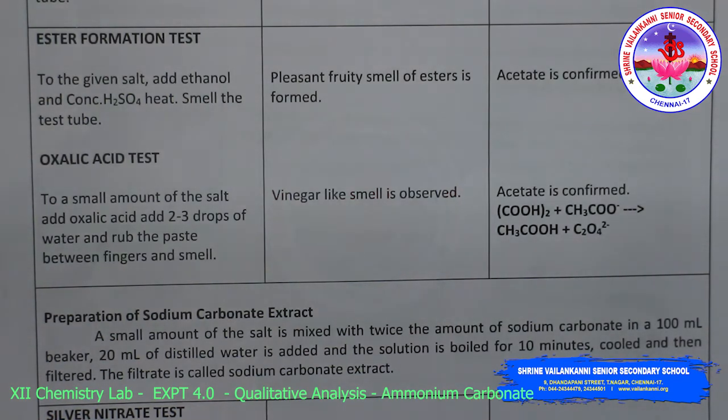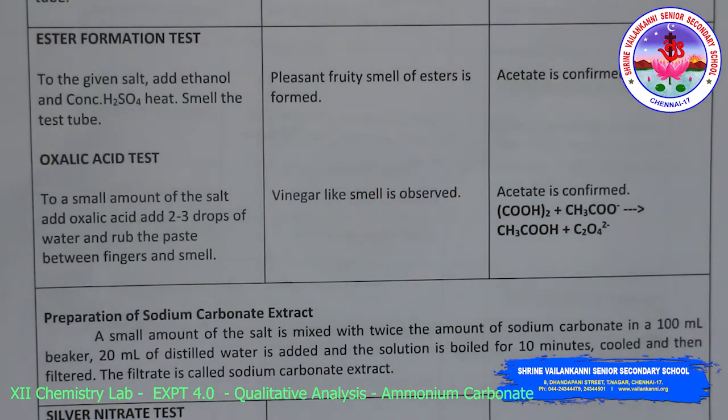Acetate is confirmed. Then the oxalic acid test. Take a small amount of substance, add oxalic acid, add 2 to 3 drops of water and rub into a paste. Again observe the smell; a vinegar-like smell means acetate is confirmed.